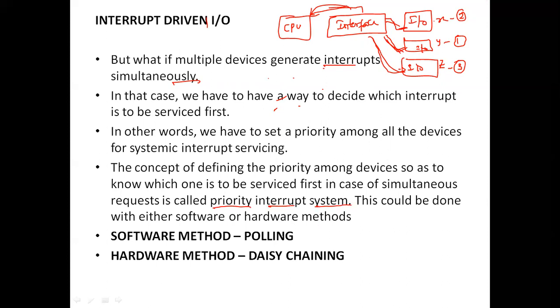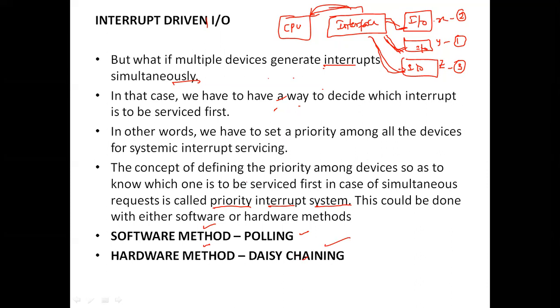This priority interrupt system could be done in two ways. The first method is the software method, and the second method is the hardware method. In the software method we call it polling, and in the hardware method we call it daisy chaining.